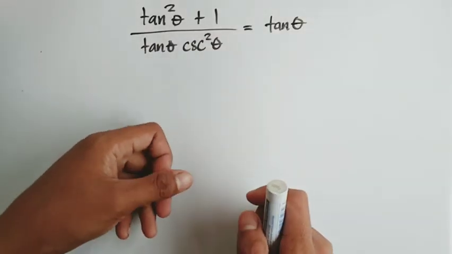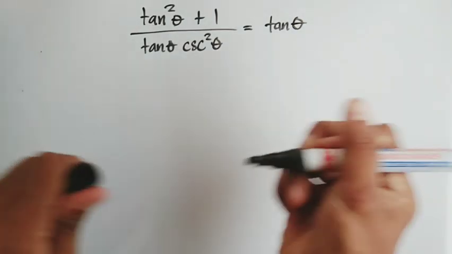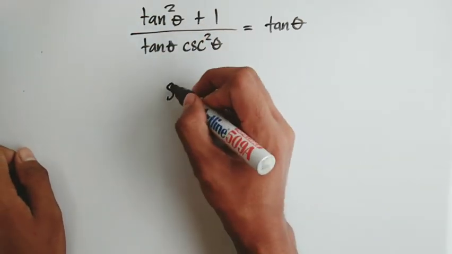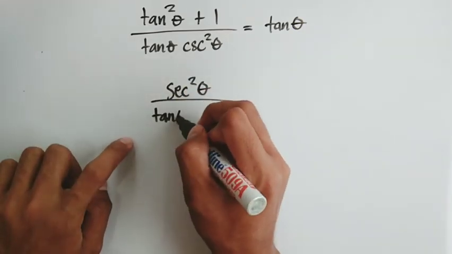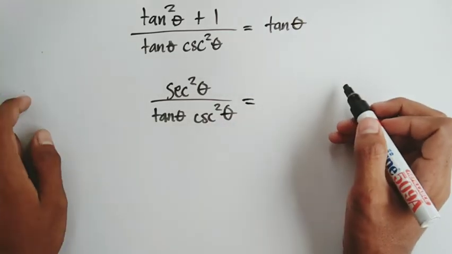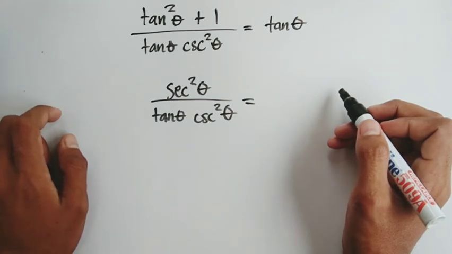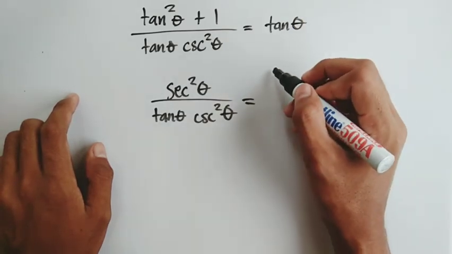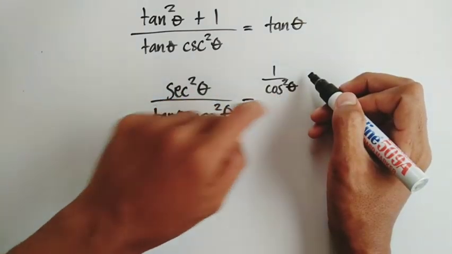Tangent squared theta plus 1 over tangent theta times cosecant squared theta is equal to tangent theta. So left side. Makikita natin na ang tangent squared theta plus 1 is secant squared theta. So kabisaduhin nyo. Copy muna natin. Now, anong gagawin natin? Ganito. Di ba ang secant theta is the reciprocal of cosine theta? So ang secant squared theta pala is 1 over cosine squared theta. So may square din.